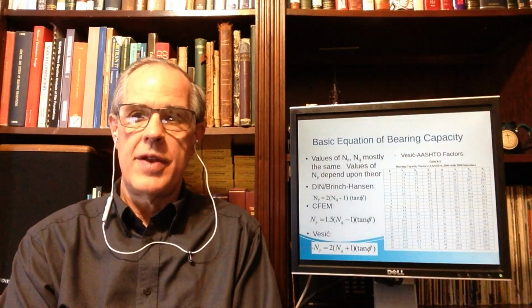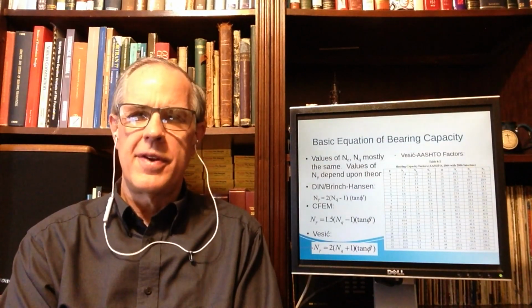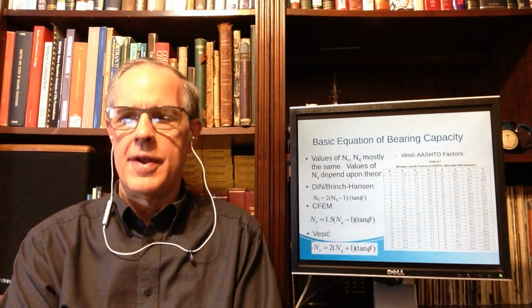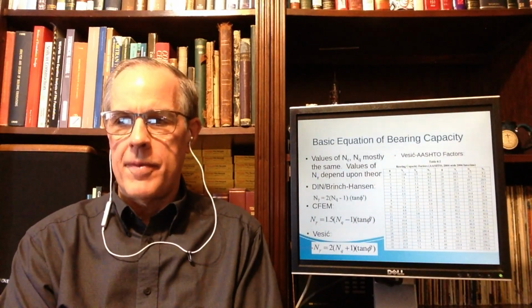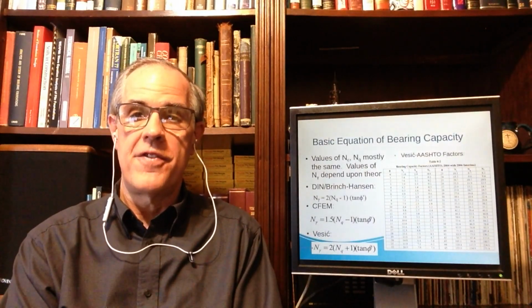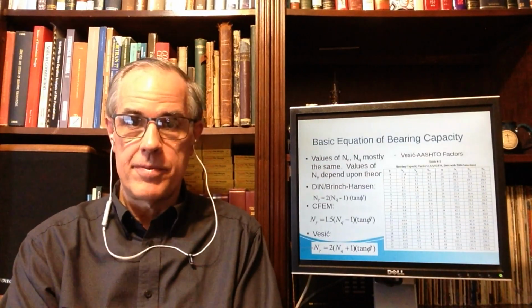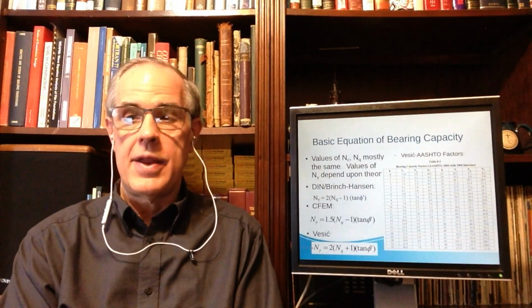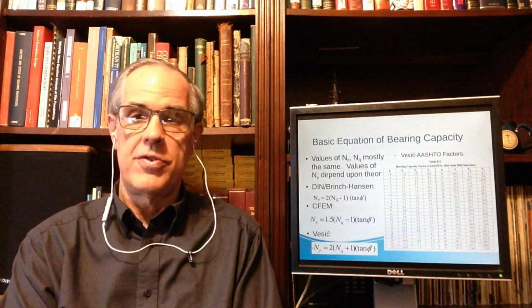That's, you know, and for N sub c and N sub q, everybody's pretty much on the same page with those. It's the N sub gamma where things get complicated. And this is where we have to make a decision or have a decision made for us. Which N sub gamma do we adopt? And for our purposes, we're going to adopt Vesic.